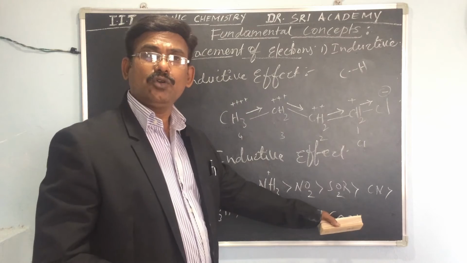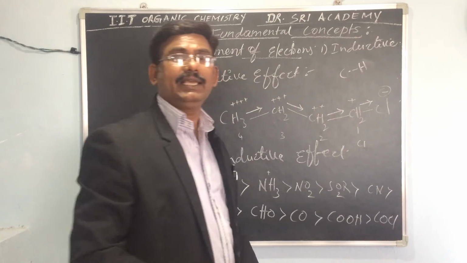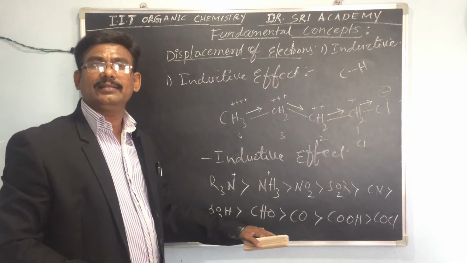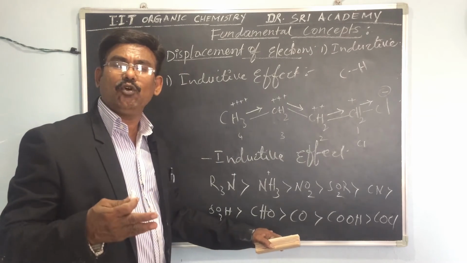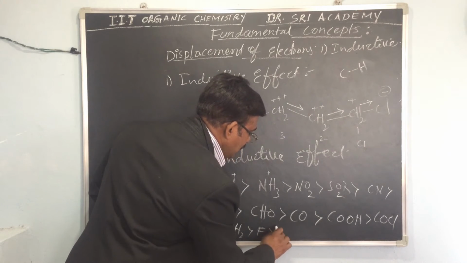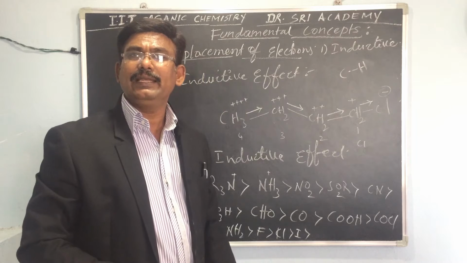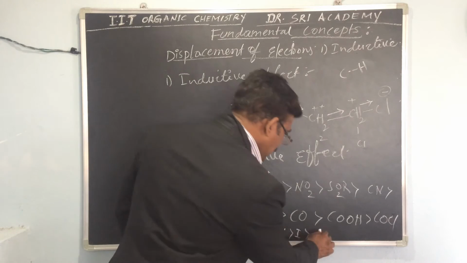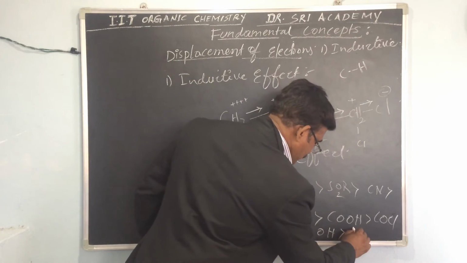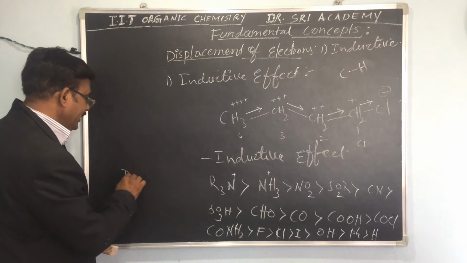So on like that. Carbonyl chlorides, COCl, and CONH2 are greater than like this. And lastly, halogens like fluorine, bromine, iodine. Fluorine is greater than the chlorine and iodine, and so on. Or finally alcohols and phenols and hydrogens. So this is about the decreasing order of inductive effect.